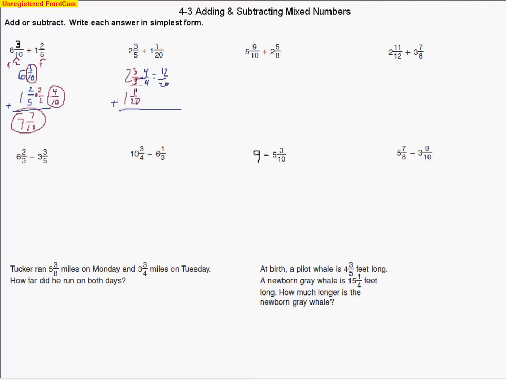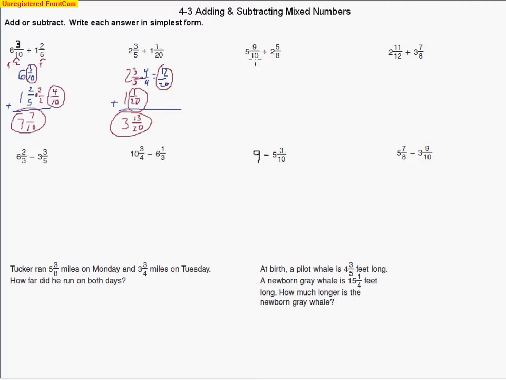So I'm adding, and I just count up the whole numbers first of all. 2 and 1 make 3, and then I count up how many 20ths I have. So here I have 12/20, and 1/20 makes 13/20. And so there's my answer, 3 and 13/20.